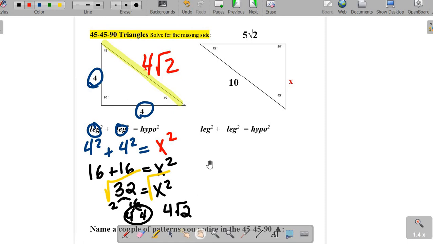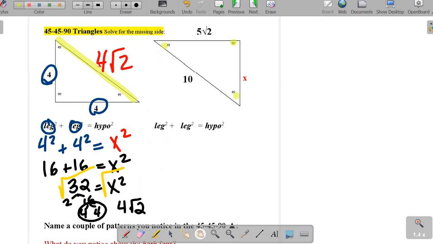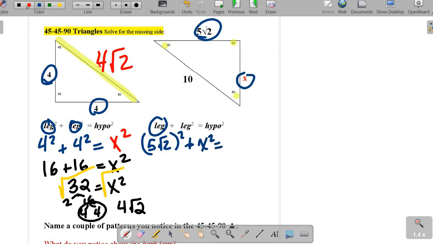Let's do one on the right. Again, it's a 45-45-90 triangle. Leg squared plus leg squared equals the hypo squared. Exponent, expand.